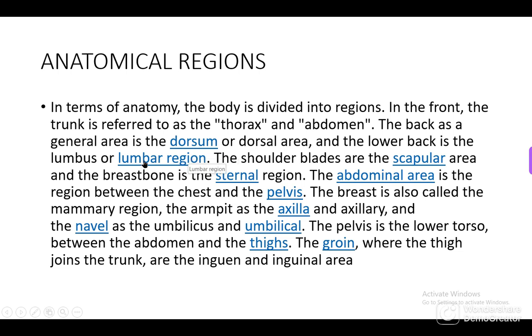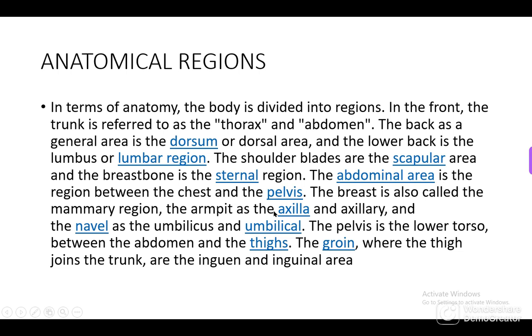It means that lumbus plus dorsum create the posterior of the back. The shoulder blades are the scapular area, and the breastbone is the sternal region. In front, it is protruding out. There is a sternal angle also.